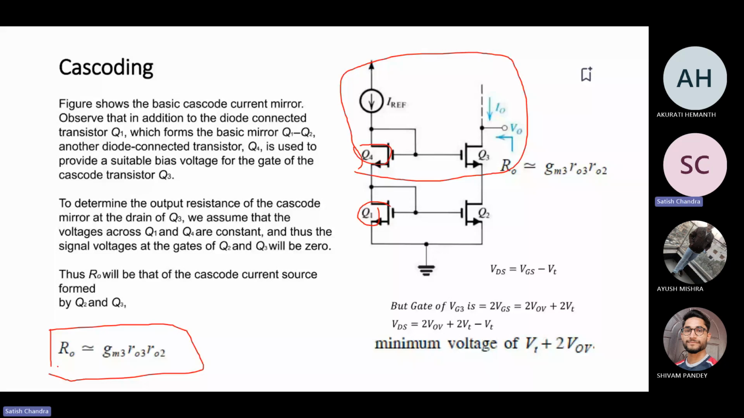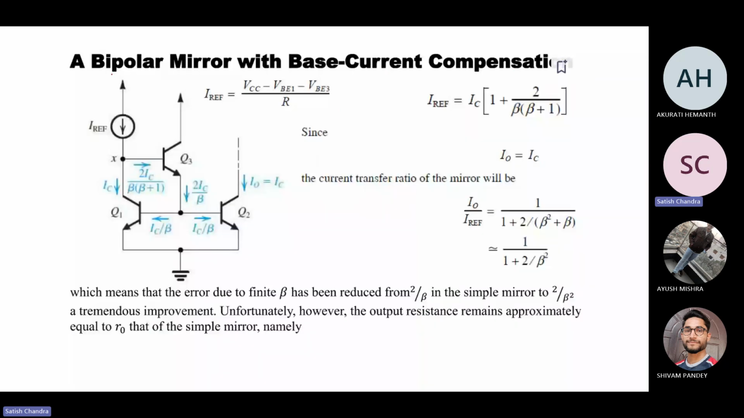Now, what is there in the case of a BJT? We are going to see the bipolar mirror with base current compensation. What we need to do is come out of this beta factor. So if the beta factor is lesser there, it is not going to affect the current transfer ratio. That is what we have. Like this.